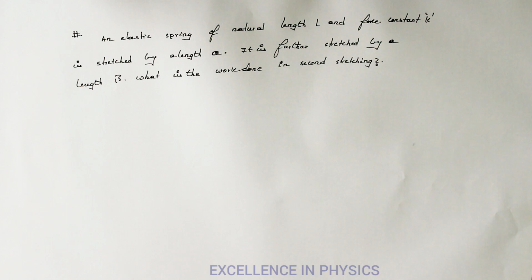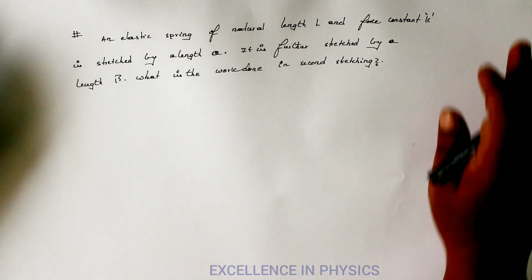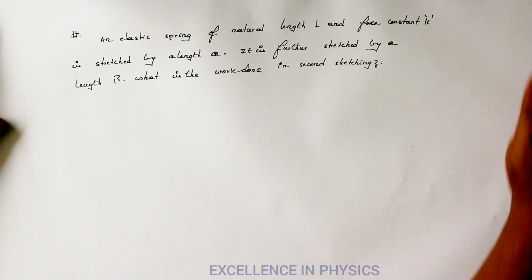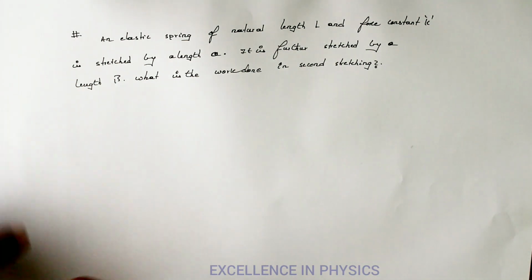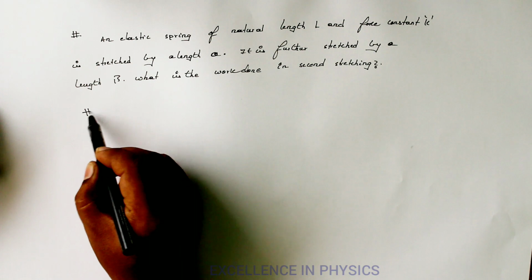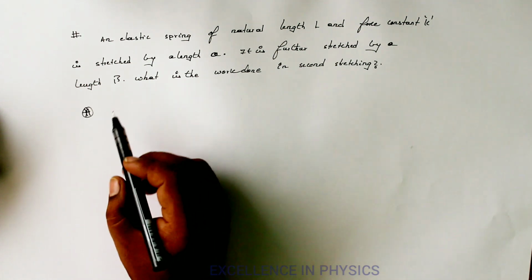So let us see this question. An elastic spring of natural length L and force constant K is stretched by a length alpha. It is further stretched by a length beta. Then what is the work done in the second stretching? That is the question. So let us see how we can solve this problem.